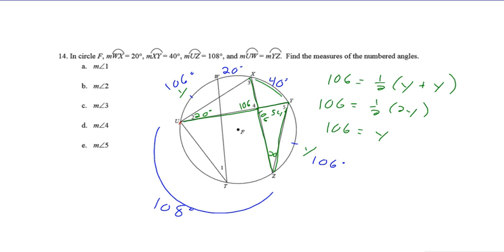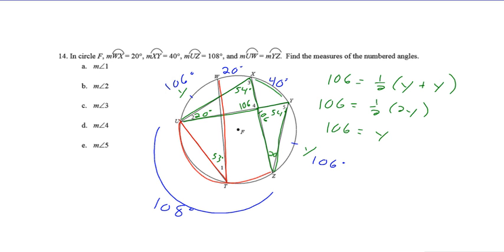Finding angle 3, we can do that the same way we found angle 5, because they both make arc UZ. So angle 3 is also 54 degrees, or we could have used this triangle to find that as well. Finding measure angle 1, if we shine the flashlight from measure angle 1, it makes a 106 degree arc, which means that it is a 53 degree angle.